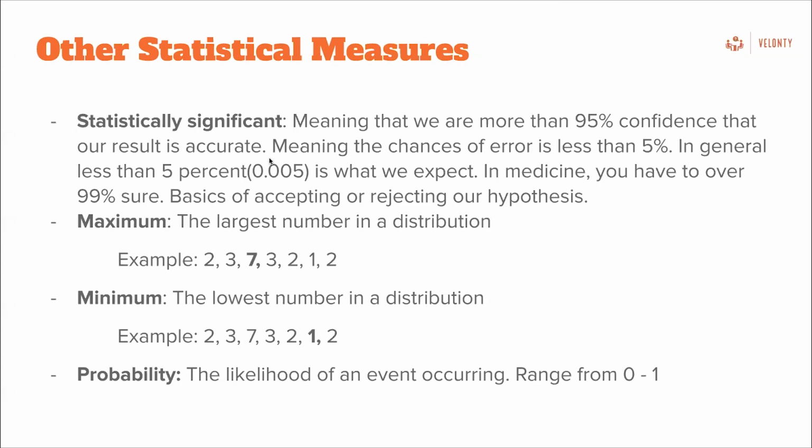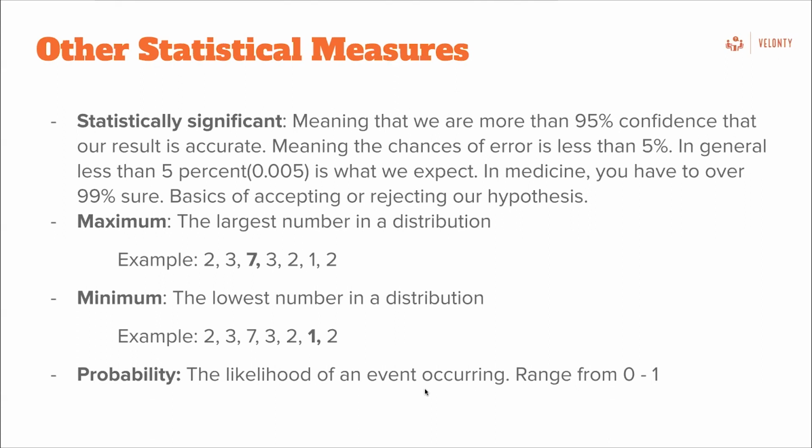Mind you, you don't have to understand all of the technical jargon going on behind this, but this is just so you can have an idea. So maximum is the largest number in a distribution. Minimum is the lowest number in a distribution. Probability, you probably know this, is the likelihood of an event occurring.